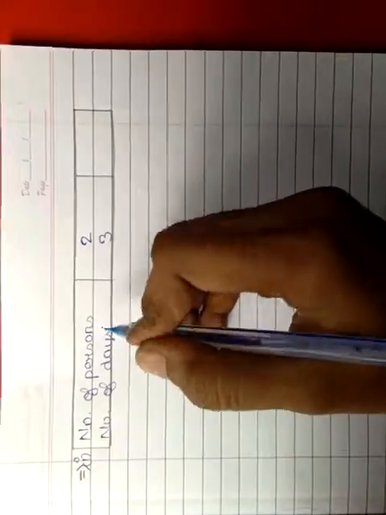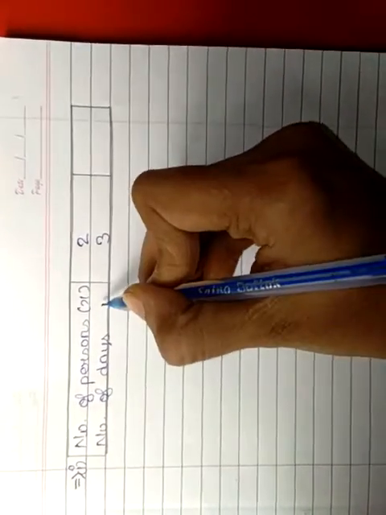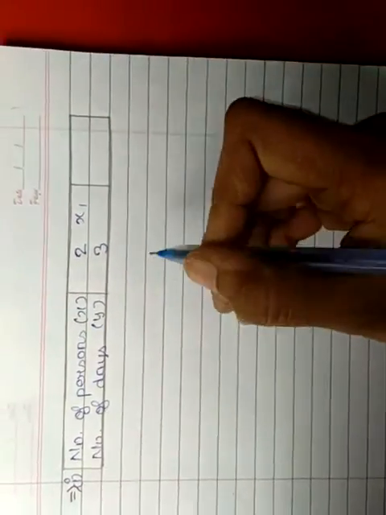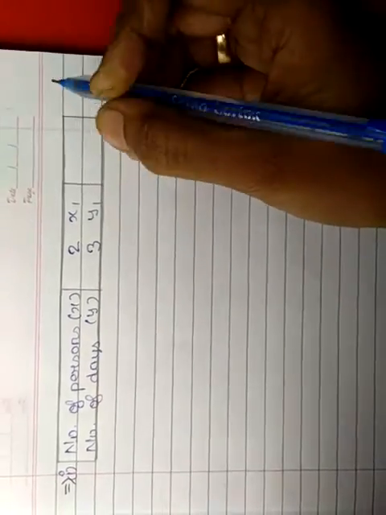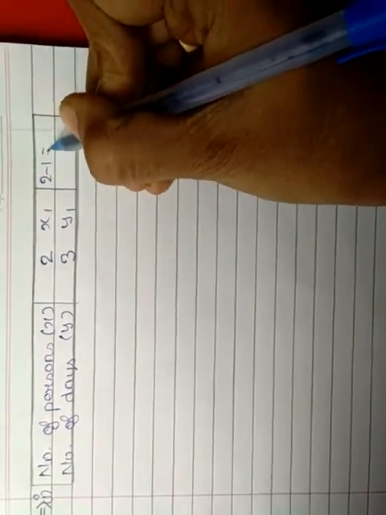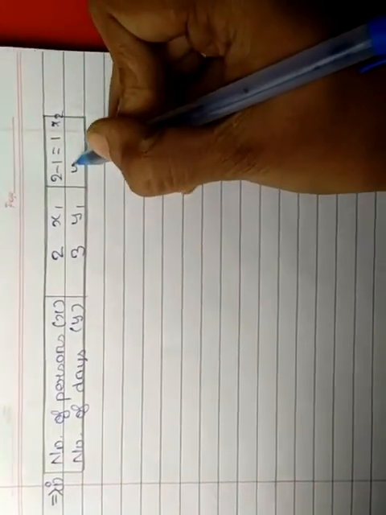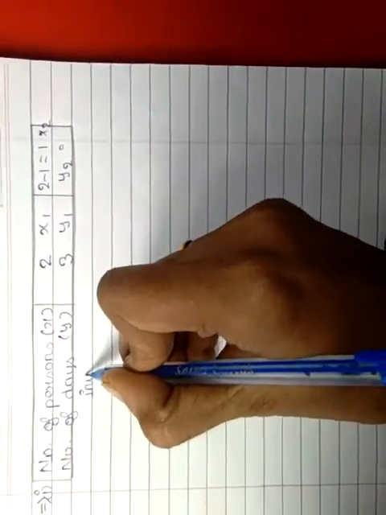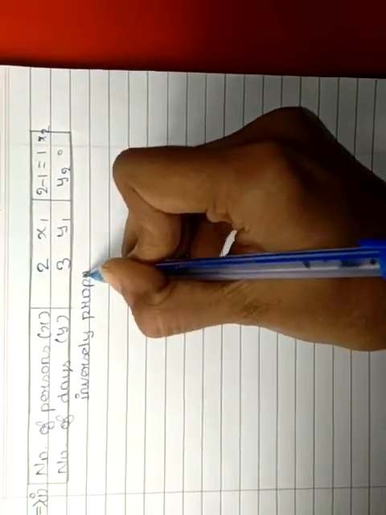So the number of persons we will take as x and the number of days we will take as y. So if the number of persons is 2, that is x1, the work will get completed in 3 days, that is y1. And now one person is less, one person got ill, so 2 minus 1 will be 1. So this will be our x2, and y2 is the number of days we have to find out. As it is inversely proportional, the formula we will use is that of inverse proportion.